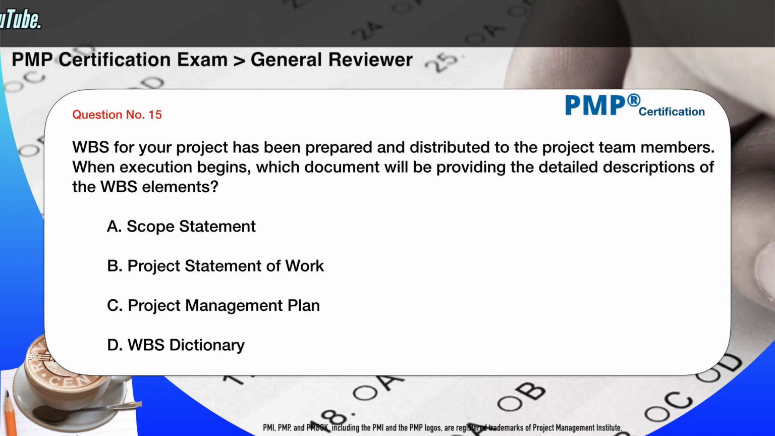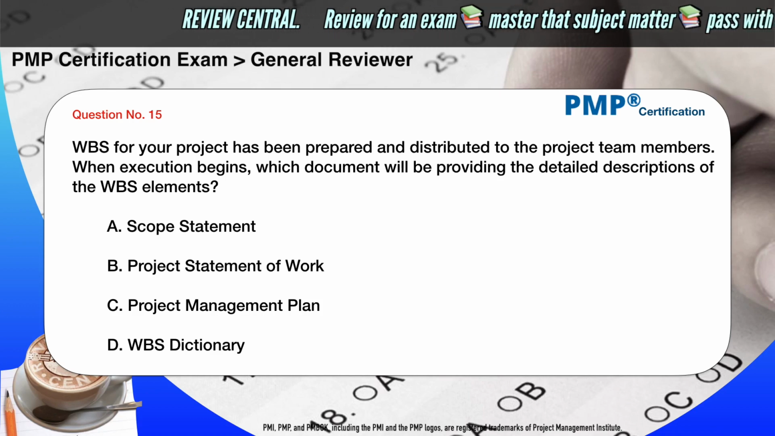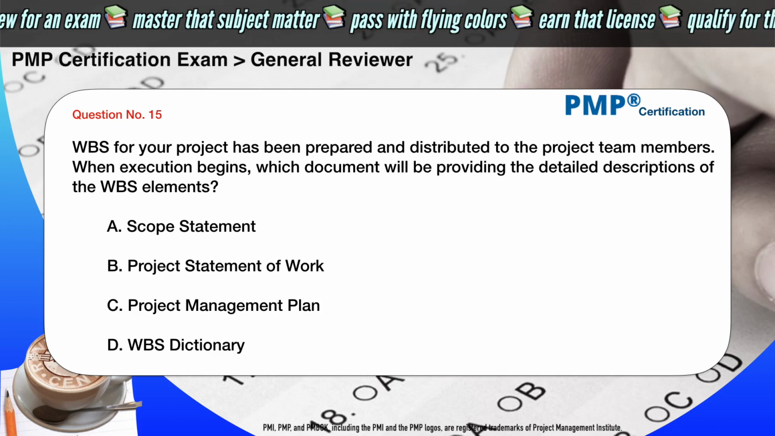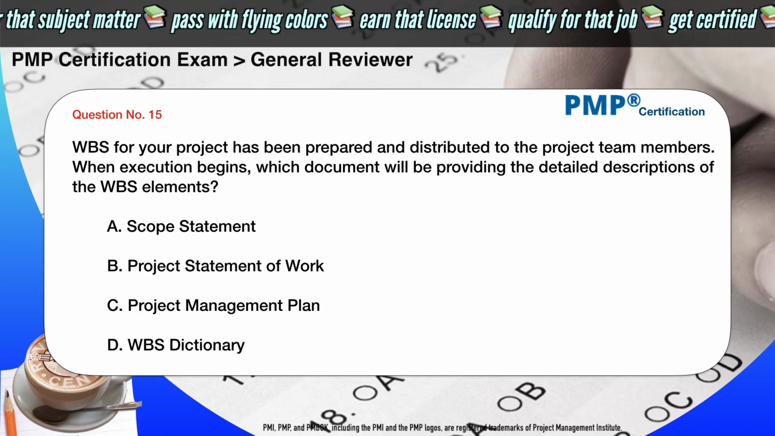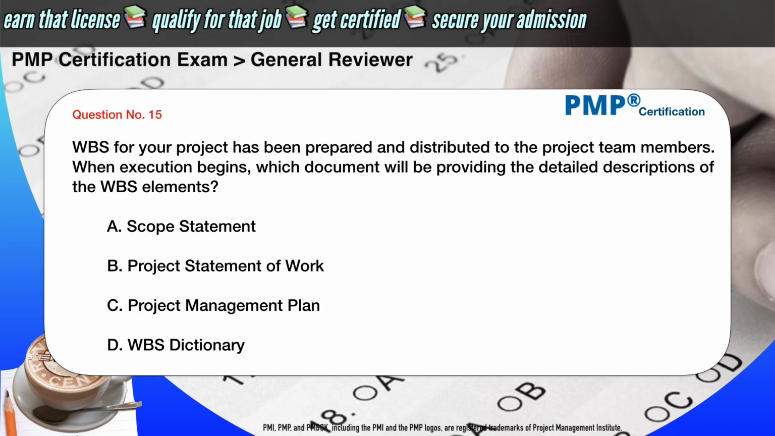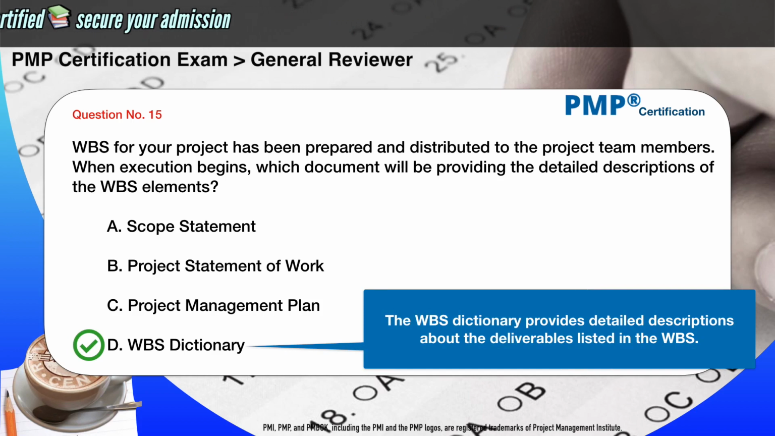The WBS for your project has been prepared and distributed to the project team members. When execution begins, which document will be providing the detailed descriptions of the WBS elements? A. Scope statement. B. Project statement of work. C. Project management plan. D. WBS dictionary. The correct answer is D. WBS dictionary. The WBS dictionary provides detailed descriptions about the deliverables listed in the WBS.